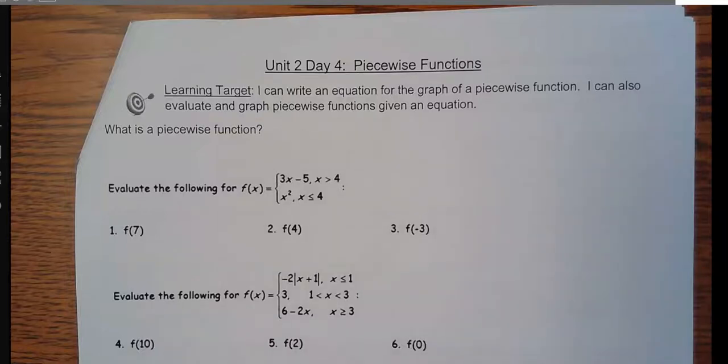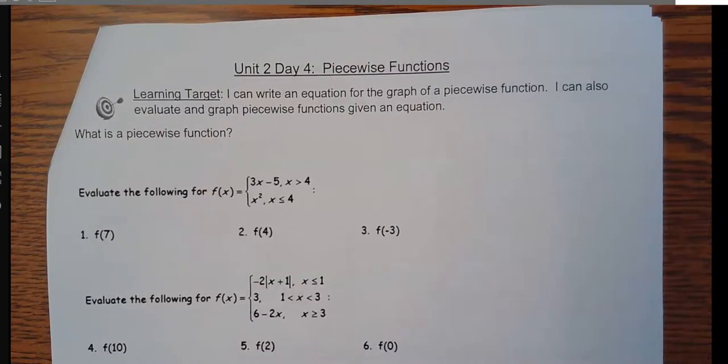Okay, here's Unit 2, Day 4, and this is probably something you've never seen before. It's called a piecewise, or we're going to do piecewise functions. And really, it looks more complicated than it is. Instead of just having one function tell you how to do the whole graph, now we have two functions. One function if you're on the left side of a certain line, and the other function if you're on the other side of a line. So they get to be kind of some crazy shapes.